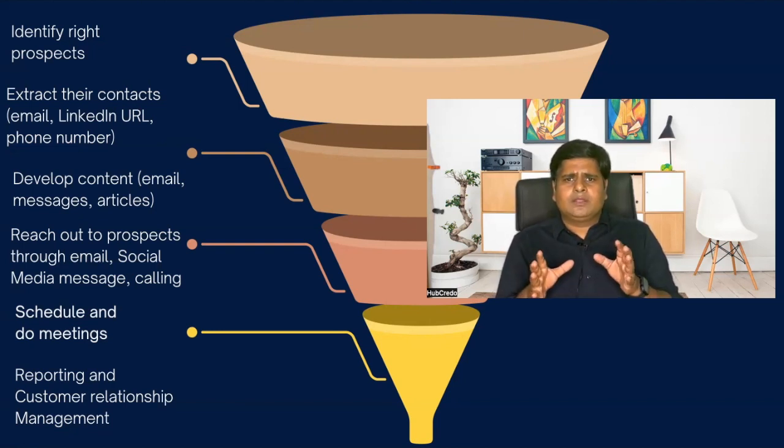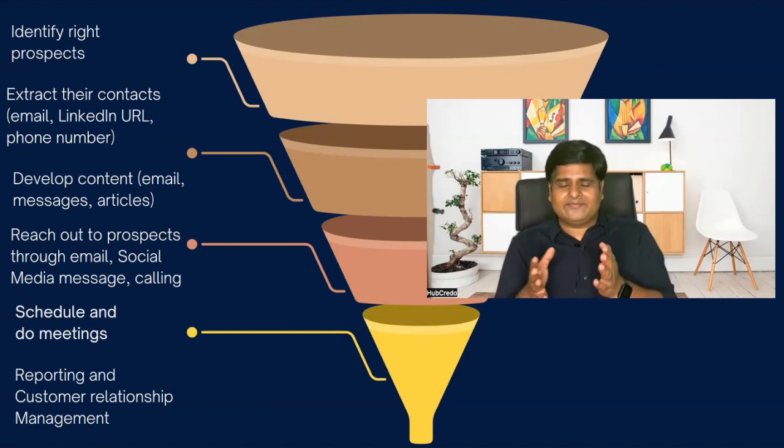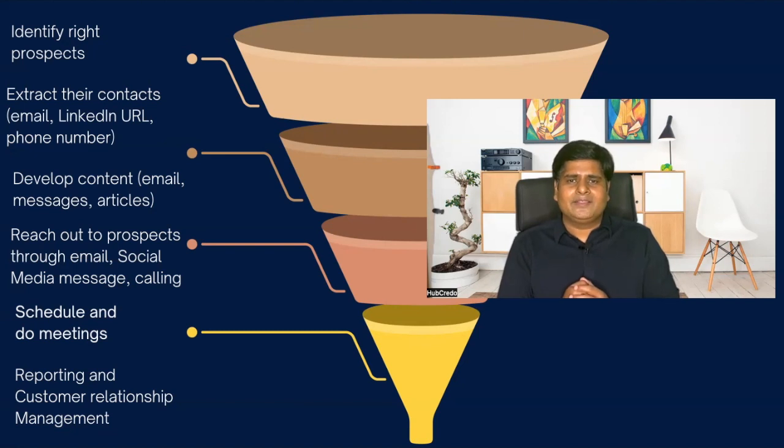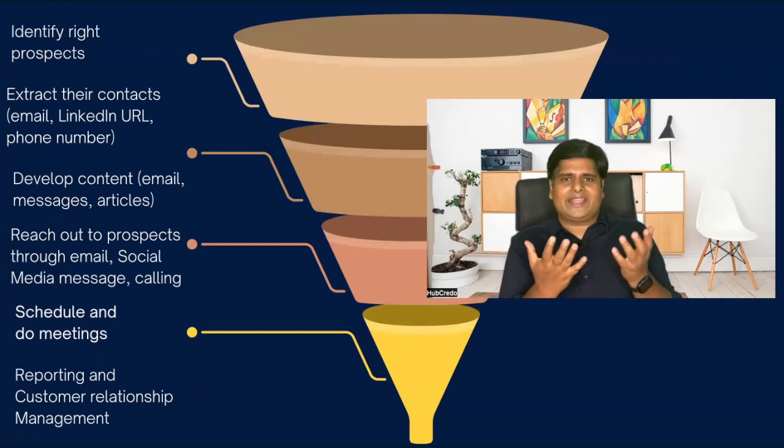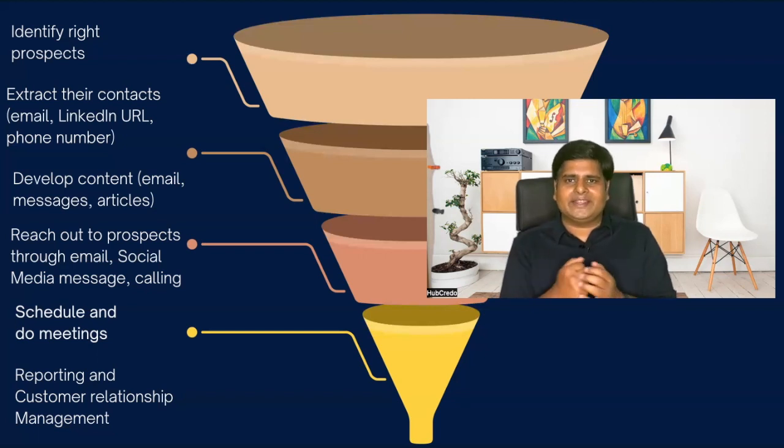Now, once you identify those profiles, the next thing you do is extract their contacts, in terms of their email ID, their phone number, their LinkedIn URL. Because remember, we are not going to visit their offices or meet them physically. Everything we want to do is through digital channels. So these contact details will help us reach out to them. Once you get that data, the next step would be to reach out to them through different digital channels. It can be email, it can be LinkedIn, or it can be your old proven calling method.